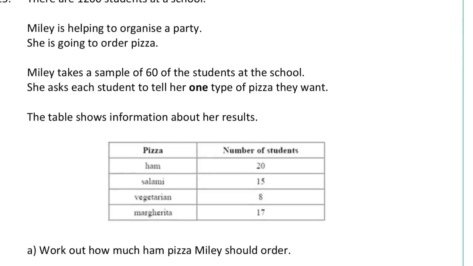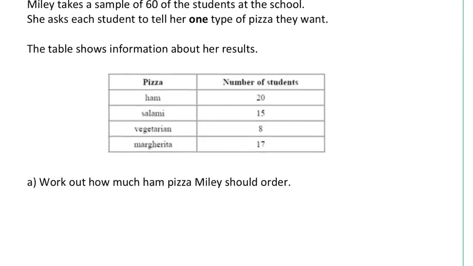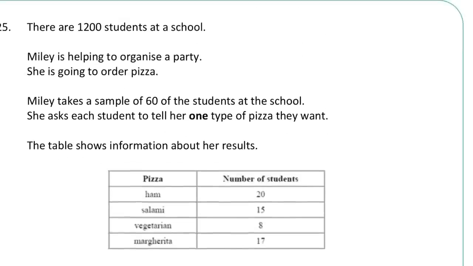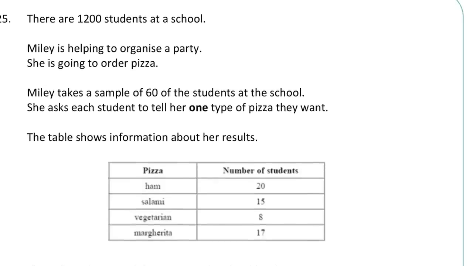We have what looks like a sampling question. So work out how much ham pizza Miley should order. Yep, so we're looking at a sample. There are 1,200 students in a school. Miley is helping to organise a party. She's going to order pizza. Miley takes a sample of 60 of the students at the school, and she asks each student to tell her one type of pizza that they want. The table shows the information.